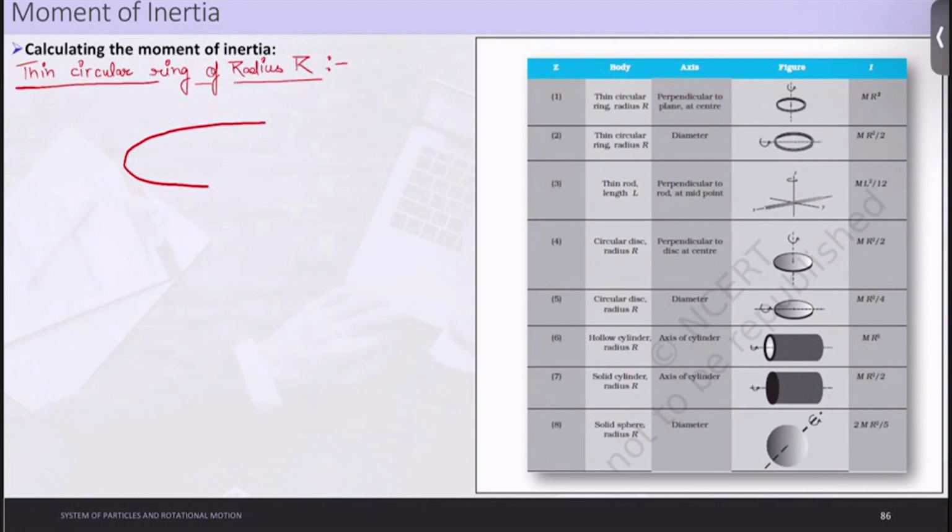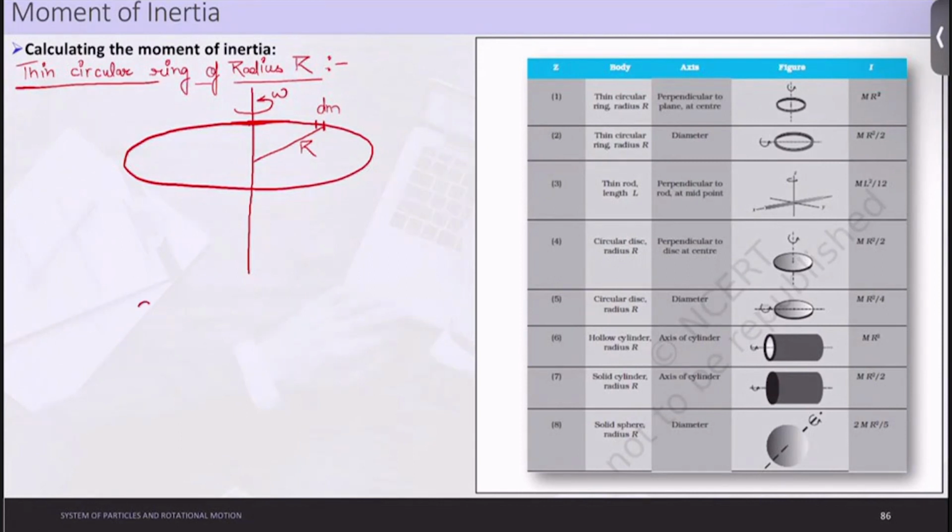So let us suppose this is that ring. As it is thin, the thickness is very, very small. Let us suppose that this is your axis of rotation. This is how it is rotating. Okay, now basically what will happen? Let us assume that this is a mass dm. Correct. Now what is its distance from the center of the axis? It is basically r, if you can see very clearly. It is at r.